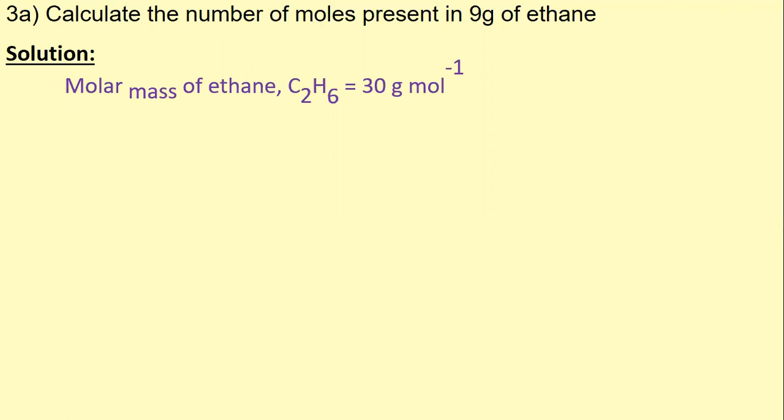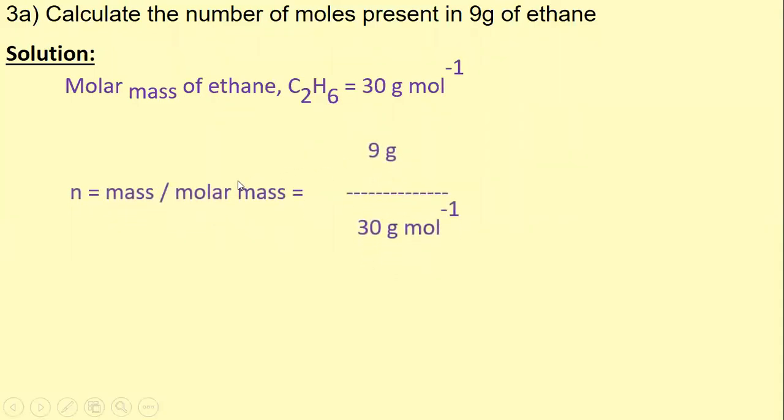The molar mass is expressed in gram per mole. Now, n is equal to mass divided by molar mass. Here in the question, the mass given is 9 gram of ethane, which is divided by the molar mass we calculated, 30 gram per mole for ethane. Once we simplify this, we get the answer 0.3 mole.